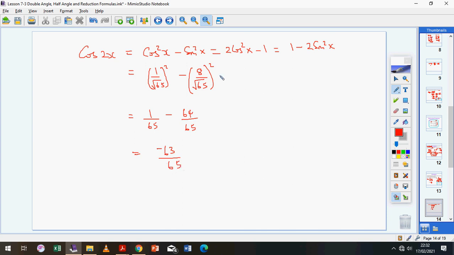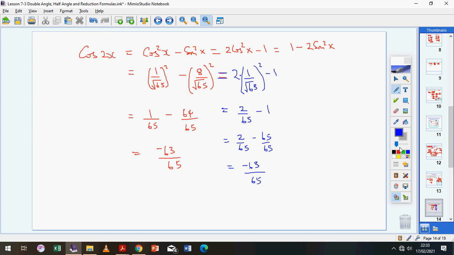I'm going to do this in a different color. I'll do this in blue. This will be 2 times cosine squared x, which is 1 over square root of 65 squared, minus 1. So this is 2 divided by 65 minus 1, and basically 1 is the same as 65 over 65, which would still give me negative 63 over 65. I'll do the last one in black.